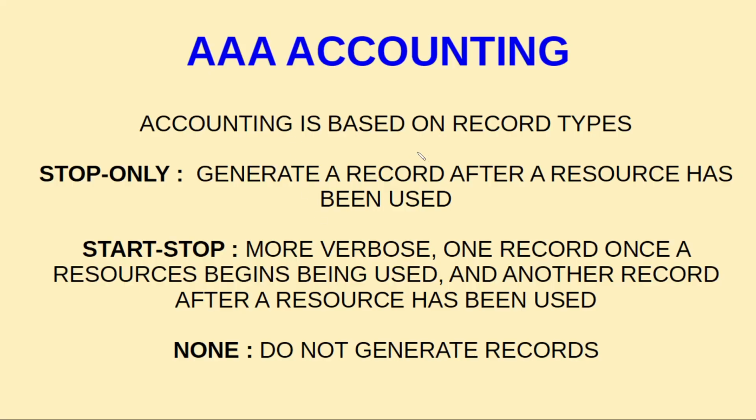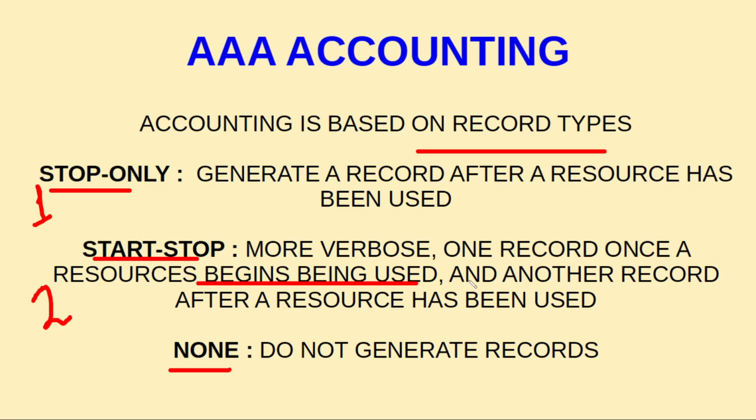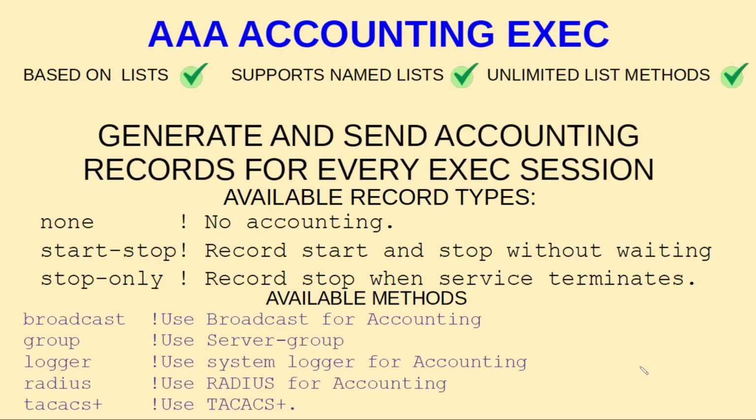Now let's summarize accounting commands. Remember that accounting commands are based on record types. We may have stop-only record types, start-stop record types, and none record types. Stop-only will create only one record after a resource has been used. Start-stop record types create two entries, one once a resource begins being used and another after a resource has been used. None will not create any records whatsoever.